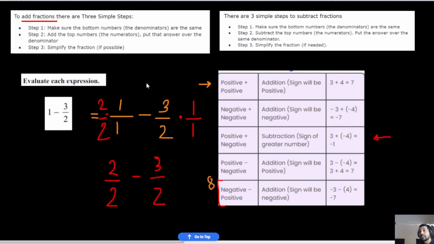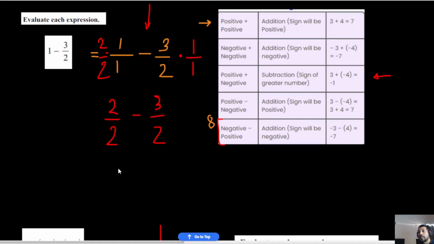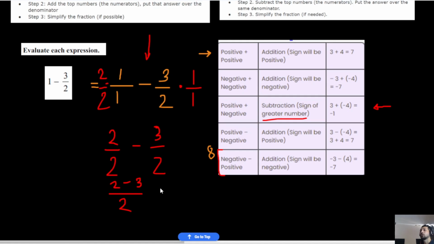So in this case, you can see that we have a subtraction over here. So we are applying the subtraction rule. Keep the same denominator, which is 2 in this case, and subtract the top numbers. 2 minus 3. You can see that we have a positive number over here and we are subtracting another positive number. Now this is the third scenario that we have over here. We have a positive number plus a negative number.